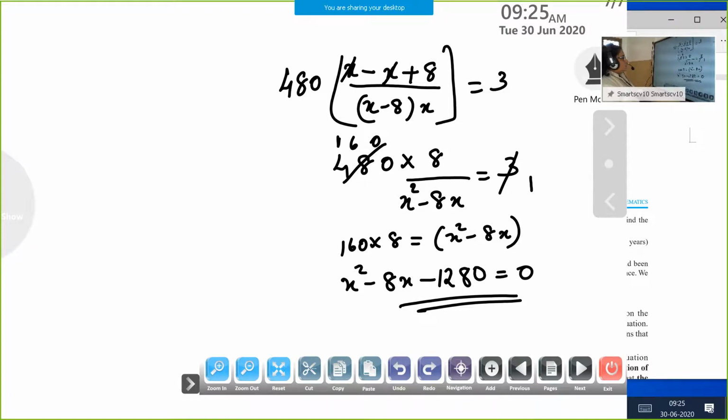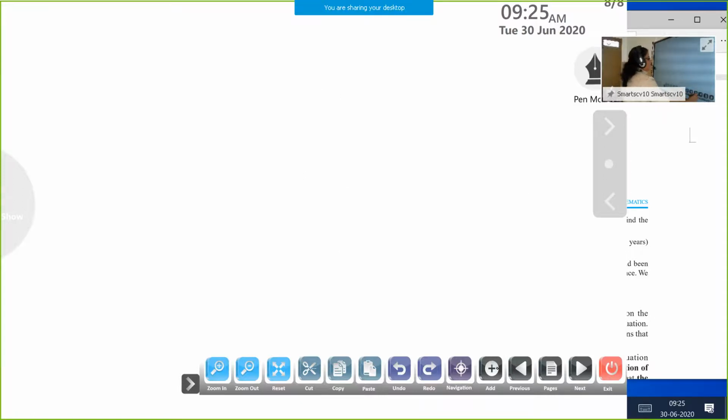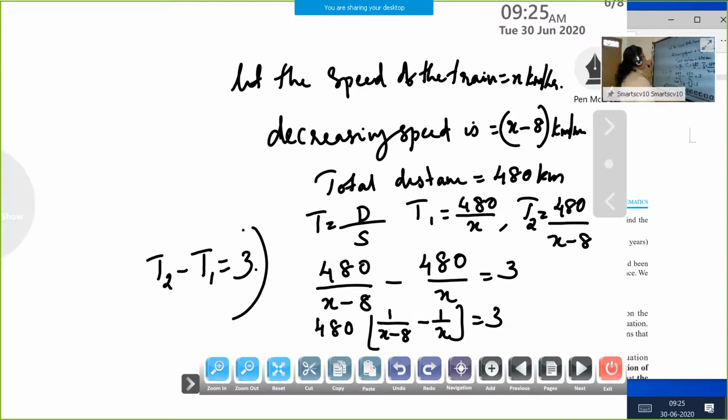Clear? The speed is given as x kilometer per hour. Let's assume that the speed is x kilometer per hour. The speed is decreased by 8 kilometer per hour, so the new speed is x minus 8. Given that it takes 3 hours more, the difference between the two cases is equal to 3 hours.